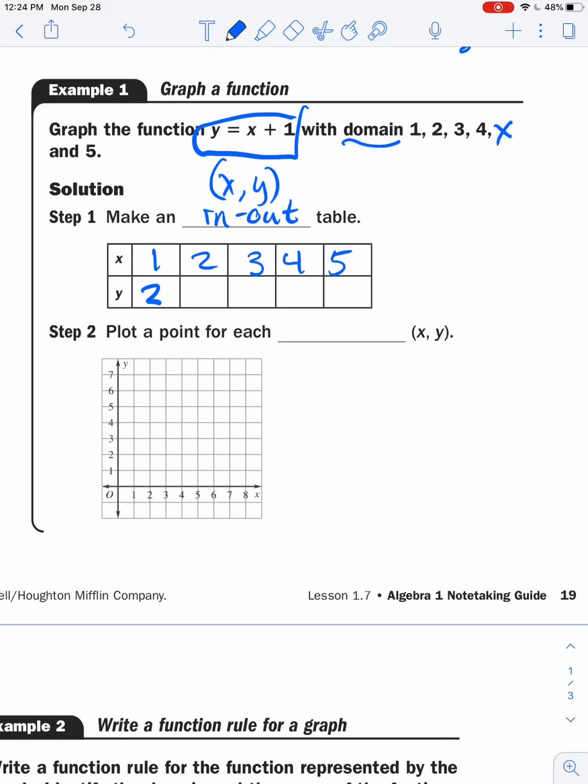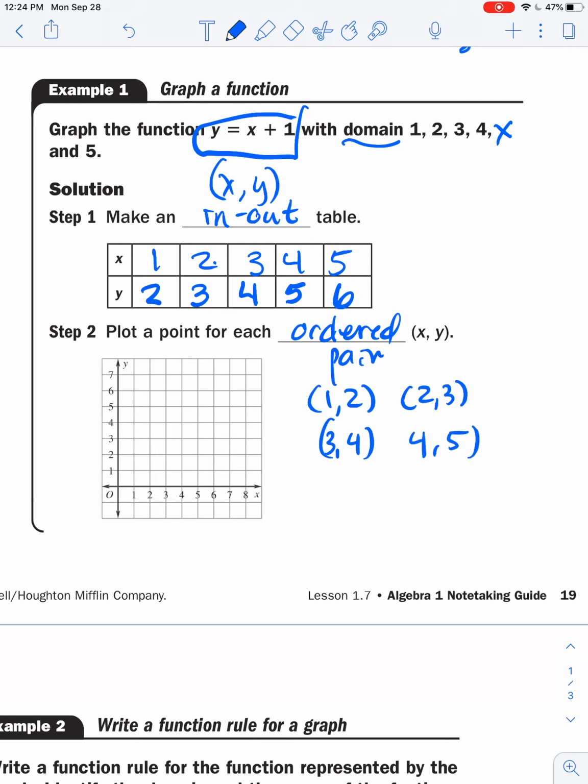So for each X, I'm going to add 1. If I add 1 to 1, I'll get 2. Add 1 to 2, I'll get 3. Add 1 to 3, I get 4. Adding 1 to 4, I get 5, and adding 1 to 5, I get 6. So now I'm going to plot a point for each ordered pair, X, Y. You know how to do that. You just maybe are used to seeing them as (1, 2), (2, 3), (3, 4), (4, 5), and (5, 6). It's no different than what we've done in the past. It's just that these are going to be my X's and these are my Y's.